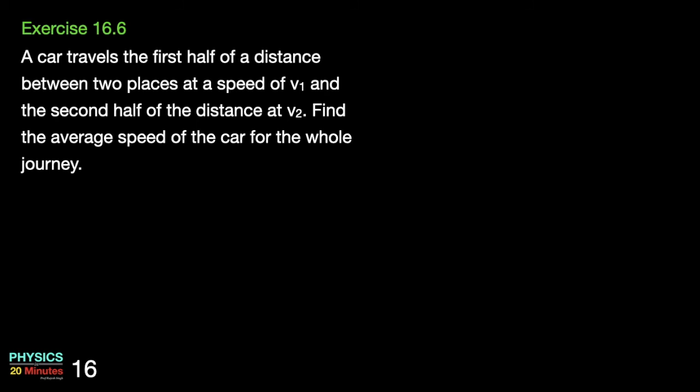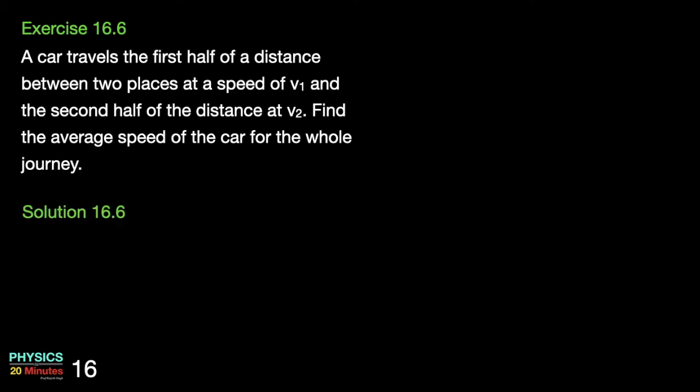Let's take an exercise to understand the concept. A car travels the first half of a distance between two places at a speed of v1 and the second half of the distance at v2. Find the average speed of the car for the whole journey. You can try solving this problem on your own and come back and check the solution.